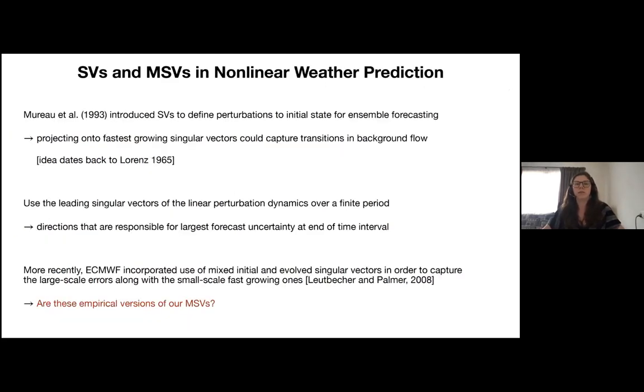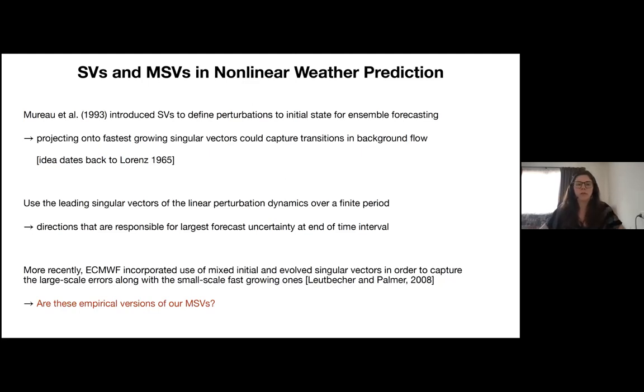And so I guess just to give a bit of background of singular vectors and mixed singular vectors in NWP. Singular vectors were first introduced in 1993 to define the perturbations to the initial state for ensemble forecasting. This was from the idea that projecting onto the fastest growing singular vectors can capture the transitions in the background flow. Now, this was first implemented in 1993, but the idea dates all the way back to Lorenz in 1965. Technology takes time to catch up to the theory.